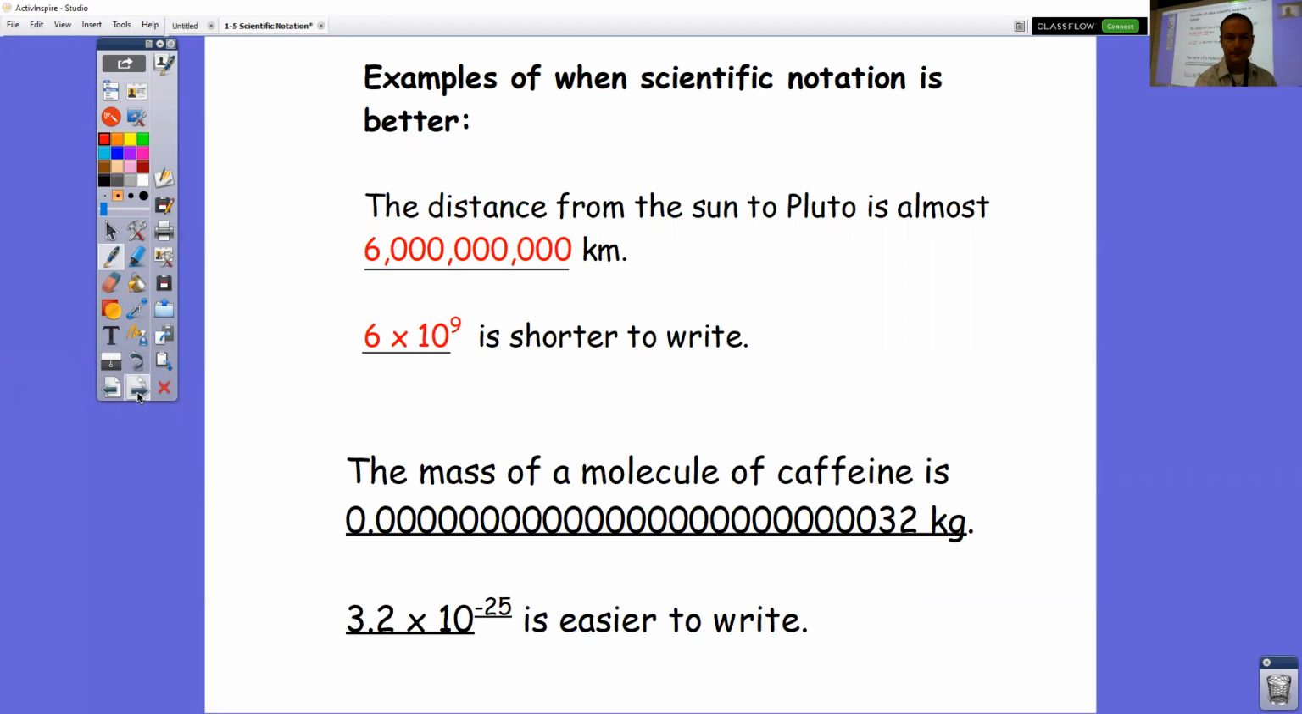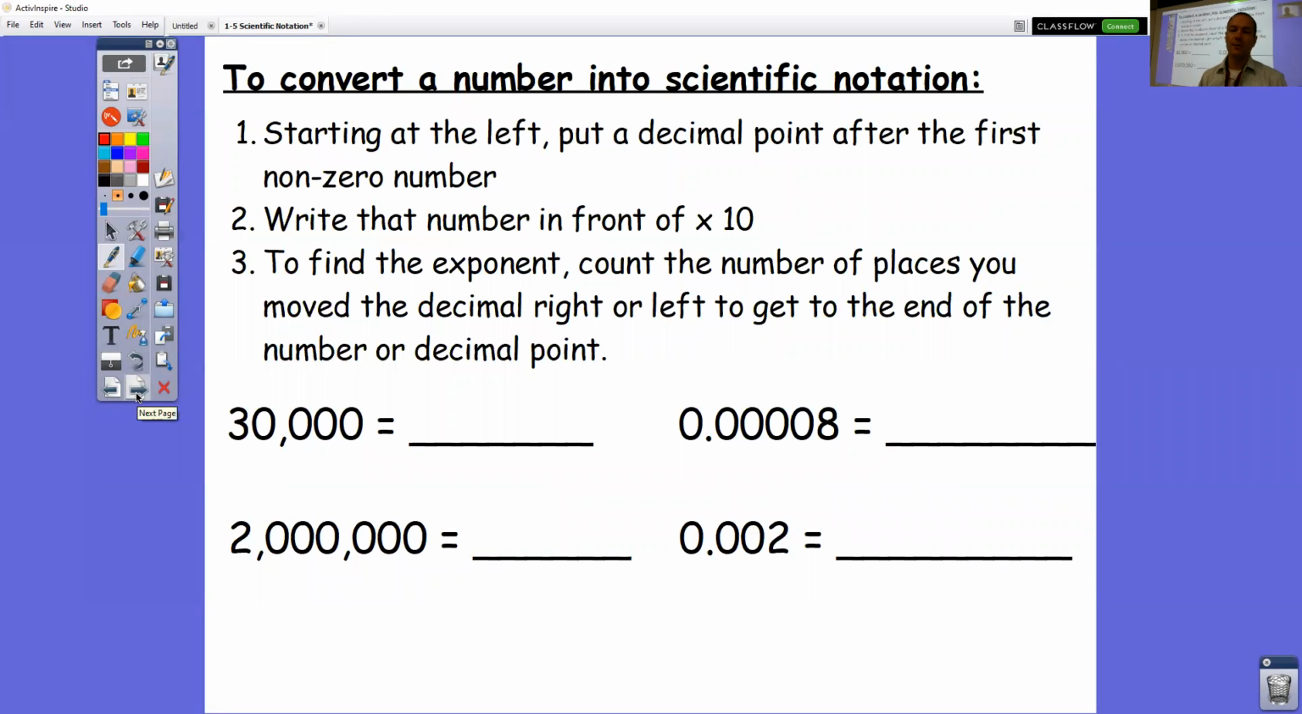So to convert a number into scientific notation, you are going to start at the left and put a decimal point after the first non-zero number. Write that number in front of the times 10. And then to find the exponent, you're going to count the number of places you move your decimal to the right or to the left to get to the end of the number or the original decimal point.